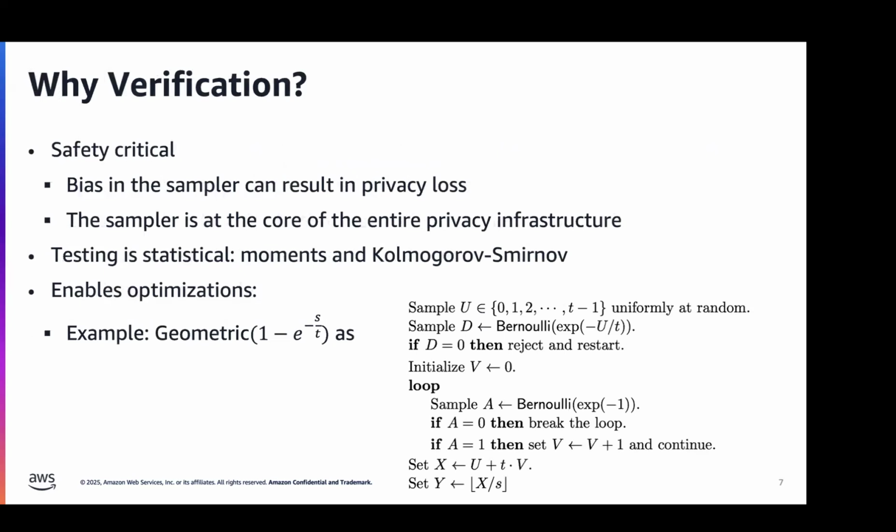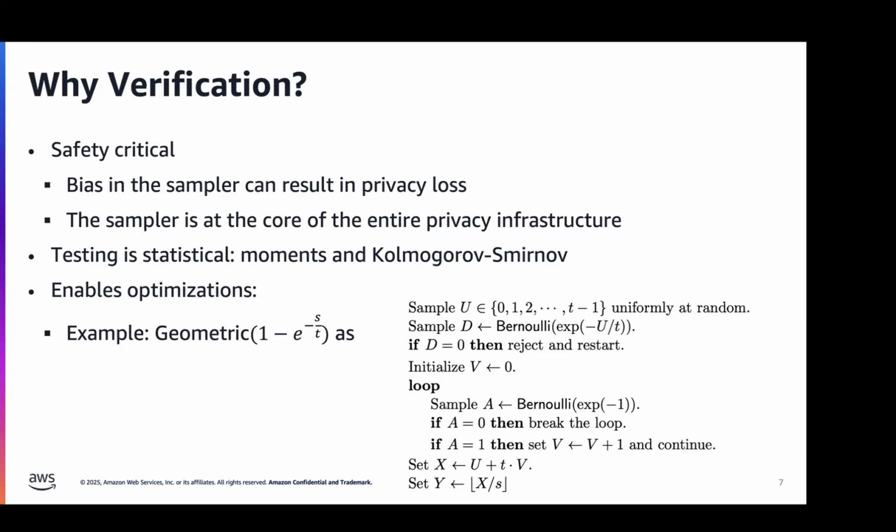I should say a word about why we care about doing verification for this. There are, at a high level, three main reasons. One is that it's a safety critical primitive. Bias in the sampler can result in privacy loss. There are actually papers that show how biases can be used to recover information about single individuals from a database. It's particularly important to get the sampler right because it's at the core of the entire privacy infrastructure. Everything that has to be differentially private is going to build on this sampling algorithm.